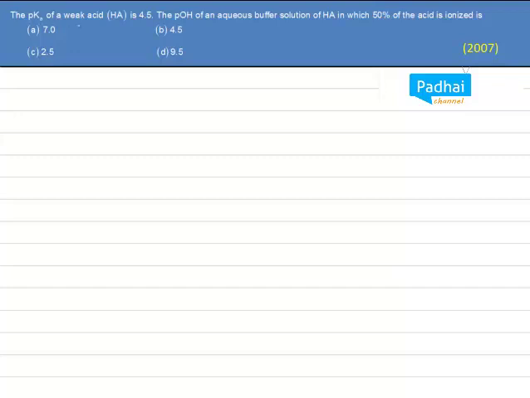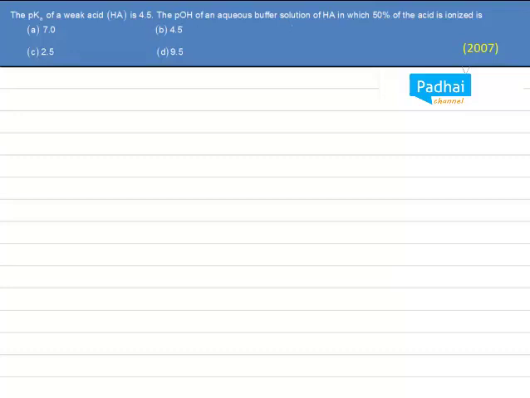The pKa of a weak acid is 4.5. The pOH of an aqueous buffer solution of HA in which 50% of the acid is ionized is? Now, this question can be solved in a proper manner, but if I have to solve it as soon as possible, I am doing the question in a paper and I just have to rush through the problems.